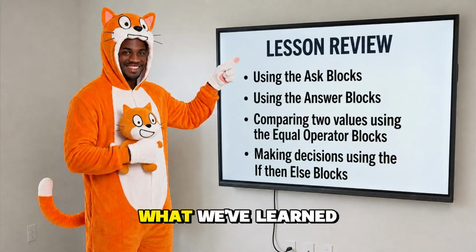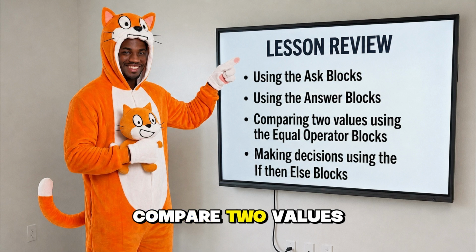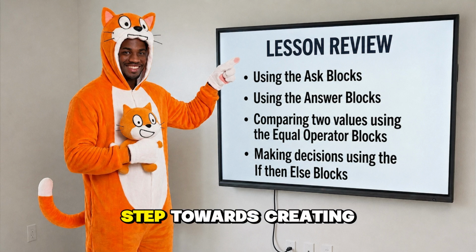Let's quickly review what we've learned today. Today we learned how to start a program with the when green flag clicked block, ask the player a question using the ask and wait block, use the answer block to read what the player typed, compare two values using the equals operator block, use the if-then-else block to make decisions, show one message for a correct answer and another for an incorrect answer. Fantastic work! You've just taught your Scratch Cat how to think before it acts. That's a huge step towards creating smarter and more interactive programs.